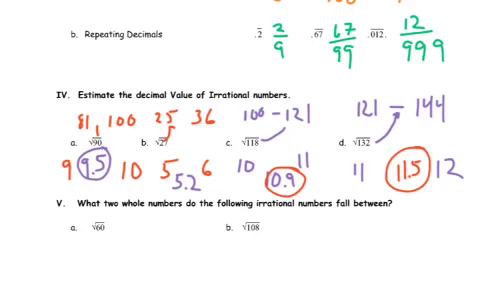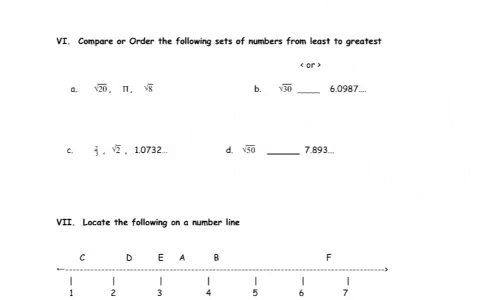Okay, and then the last section on this page: what two whole numbers do the following irrationals fall between? This is something you guys should be familiar with. I know that the square root of 60 falls between 7 and 8. What about 108? That falls between 10 and 11. Okay, last page here.